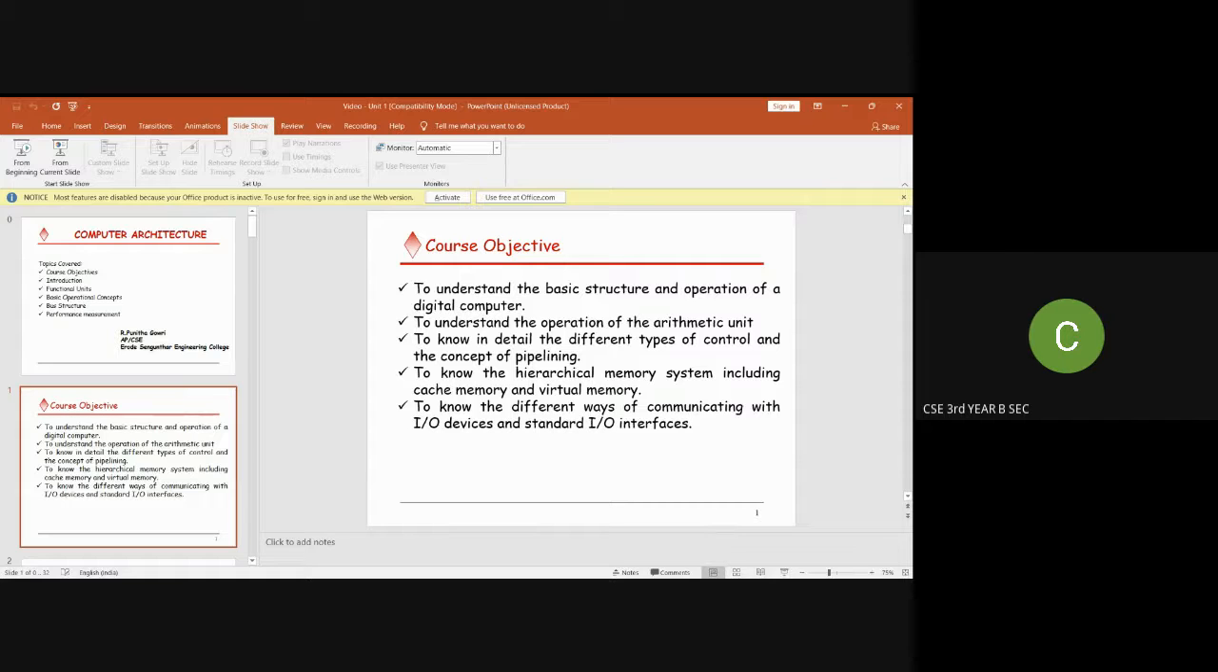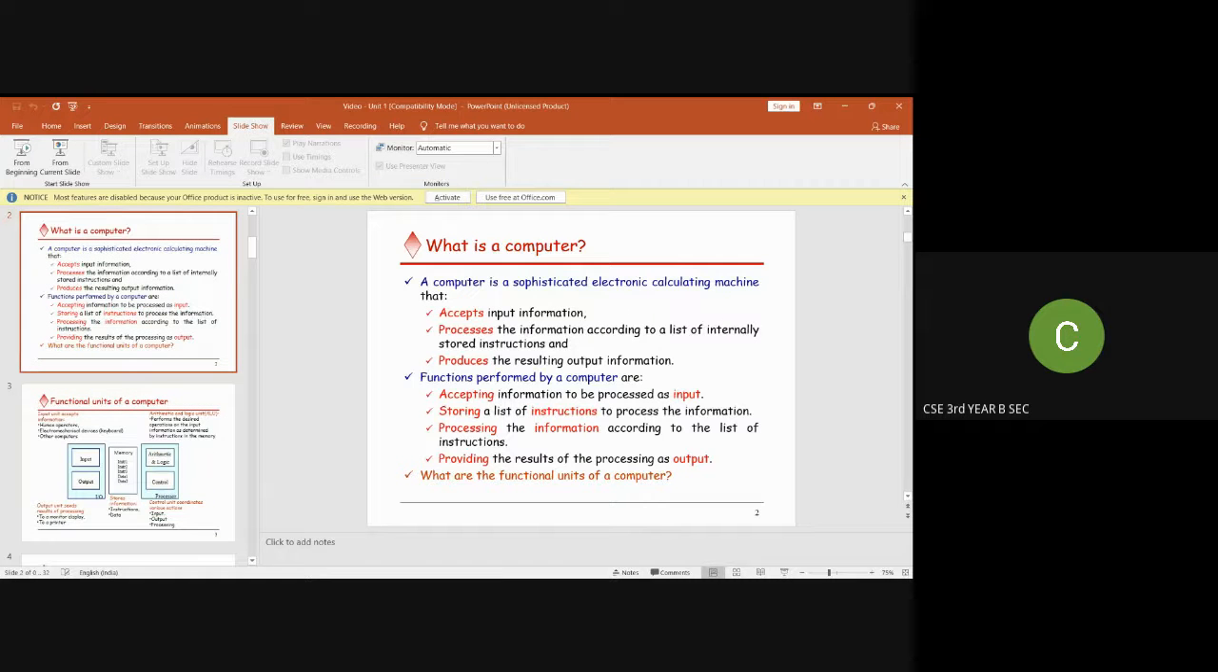So the first course objective is the basic structure and operation of a digital computer. In order to achieve this course objective, we should understand the introduction part, functional units, and operations of the digital computer. What is a computer? A computer is an electronic calculating machine that accepts the input, processes the information according to a list of internally stored instructions, and produces the resulting output information.